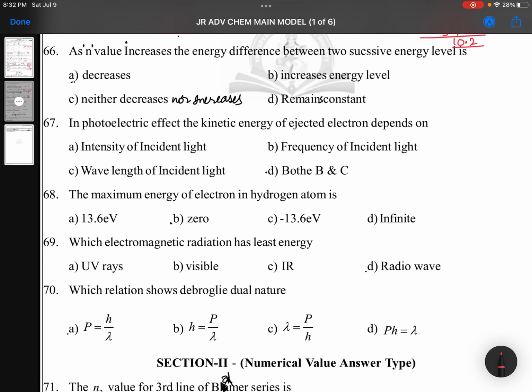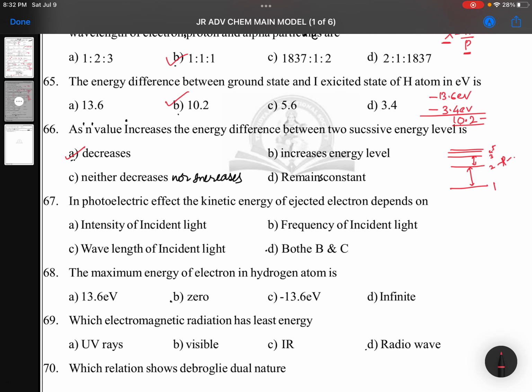As n value increases, the energy difference between two successive energy levels decreases. I think you remember this graph. Right? This is 1, 2, 3, 4, 5. I used to give this graph as it is in hydrogen spectrum. Here the gap is more, here the gap is less. As we were just discussing, this gap is 10.2. If you take minus 3.4 minus 1.5, the gap will be 1.9. This is between second and third. This is between 1 and 2.